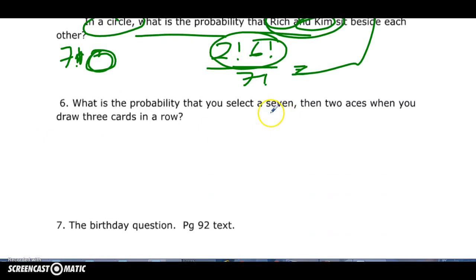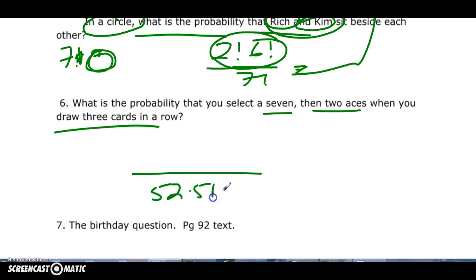What's the probability that you select a 7 and then 2 aces when you draw 3 cards in a row? So this one here, we'll go straight into it. So you're drawing 3 cards in a row. So the denominator is 52 options for the first one, 51 and 50. Order matters here. So another way to look at this is 52 P3. Okay, so you have 52 options, 51, 50.